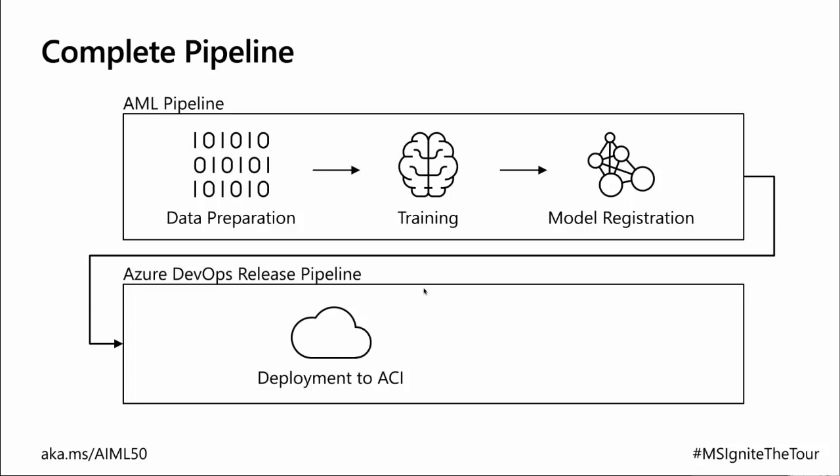But as part of our controlled rollout, maybe we want to look at some statistics on how well that is performing in a production-like environment. Maybe we want to run some load tests. Maybe we want to do some evaluation. And then perhaps we want to deploy to AKS.